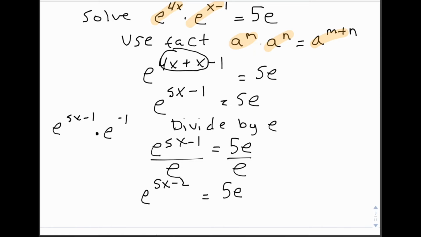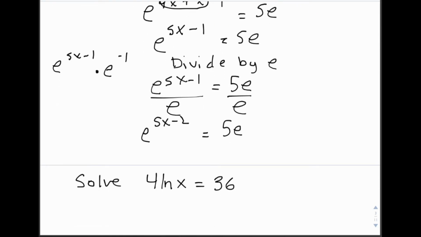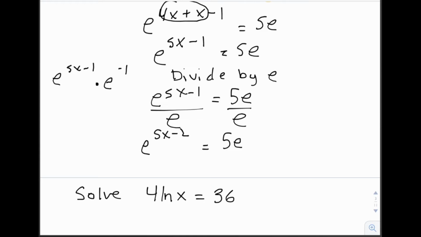So now we are at a point where we can go ahead and use our property of logs. So let's use our property of logs in order to get those exponents down. So in this case, let's write it off to the side here. Using our property of logs, we will get the natural log of e raised to the 5x minus 2, and that's going to be equal to the natural log of 5. Now we can go ahead and bring those exponents down.